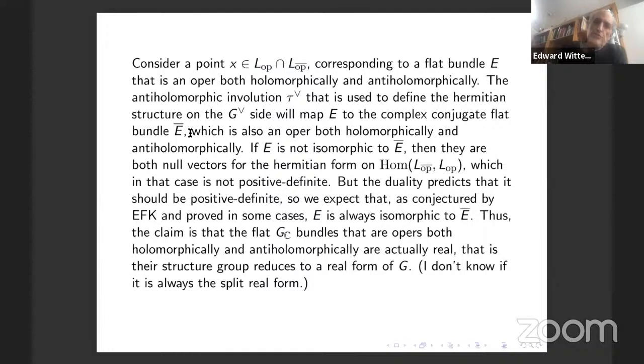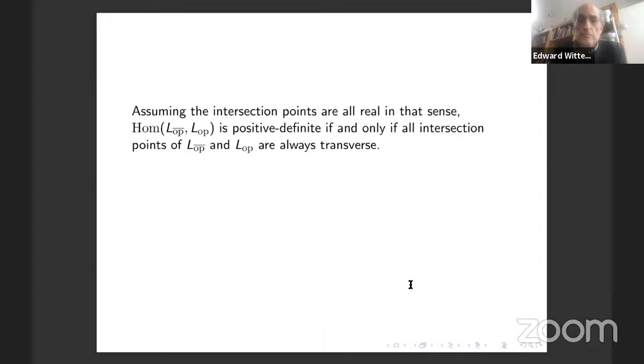Thus, the claim is that the flat G_C bundles that are Opers both holomorphically and anti-holomorphically are actually real. That is, their structure group reduces to a real form of G. I don't know if it's always the split real form, but I imagine that's the case. Now, assuming the intersection points are all real in that sense, this Hilbert space is positive definite if and only if all the intersections are transverse, which is actually among the results and conjectures of EF and K.